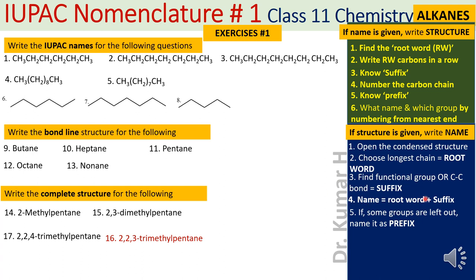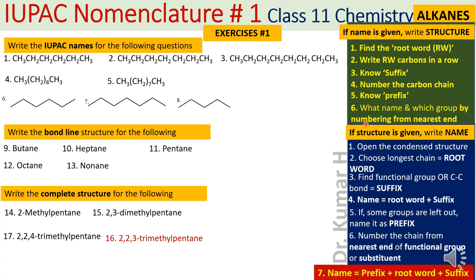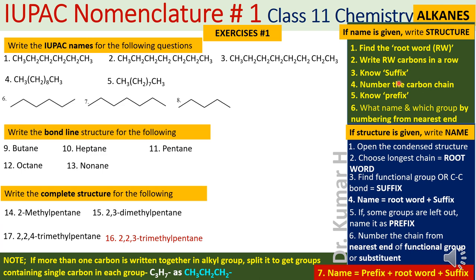There may be some other groups which we have not considered, either for the suffix or for the root word. Then you have to name them as a prefix. If some groups have not been considered either for the longest chain or for the suffix, then you have to name them, numbering from the nearest end of the functional group or the substituent. This is how the name is given on the basis of the structure of the compound. If the structure is given, this is the systematic approach to the name. If the name is given, this is the systematic way of writing the structure of the compound.